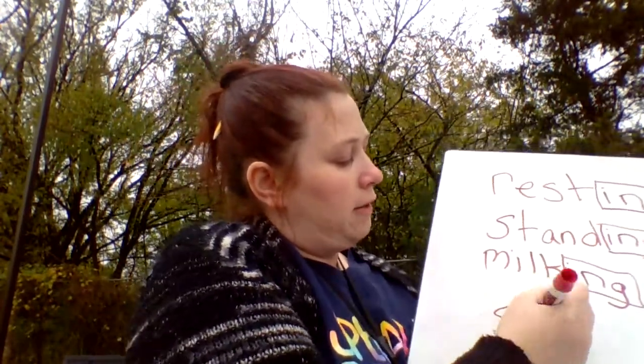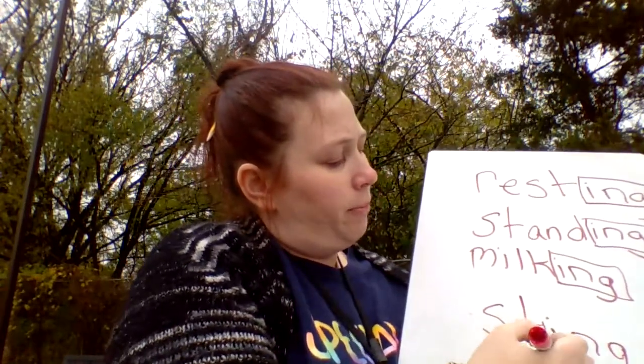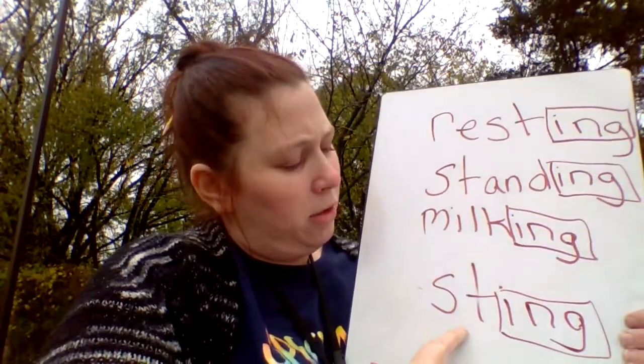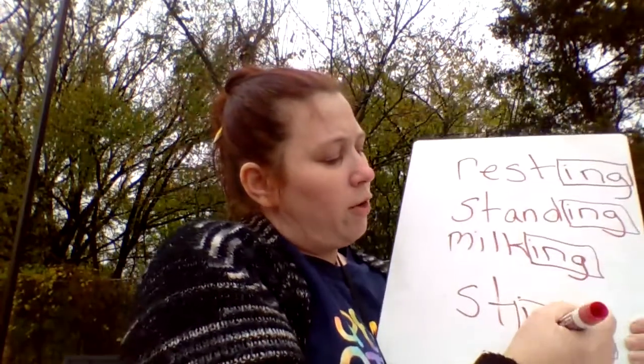So let's say this word, for instance, even though it's ing, if we boxed off that and tried to make it a suffix, do we have a word here? Do we have a root word? Nope, that's just a blend. So on this one, we have our digraph ng. We don't have a suffix, so we wouldn't do that. Okay.